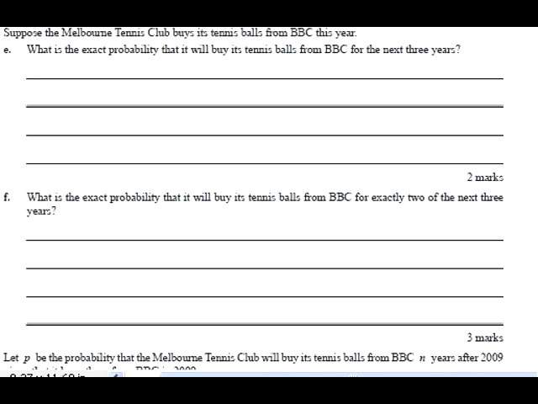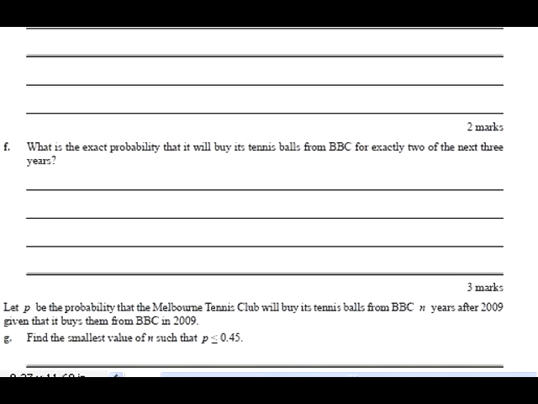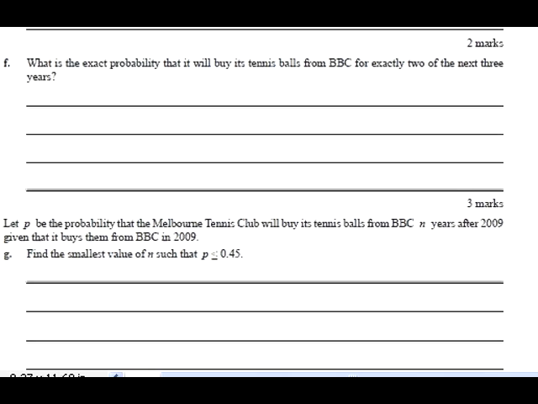It says it can find the probability of you buying the tennis balls at some year in the future, right? It can predict a state in the future. But we're not talking about states here. We're talking about, well, what's the chance of us buying 2 out of the next 3? We're not asking for a particular year. So again, that transition matrix doesn't apply.